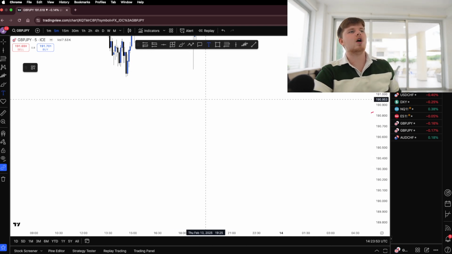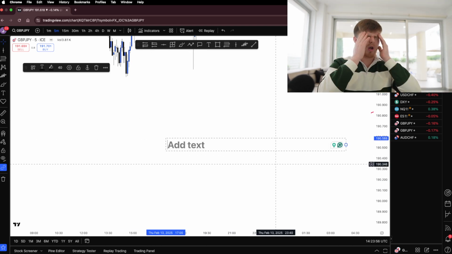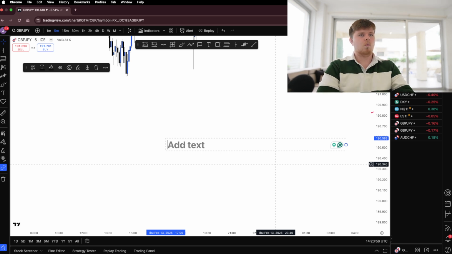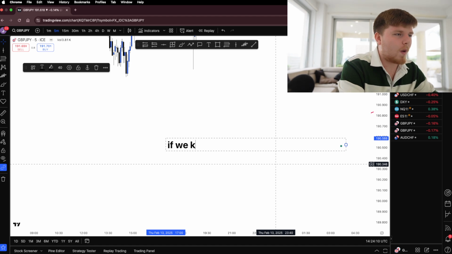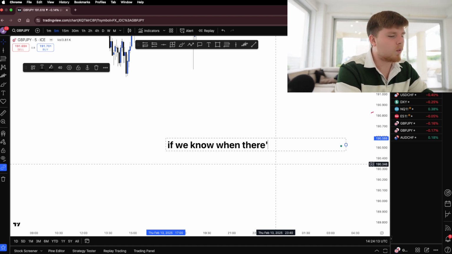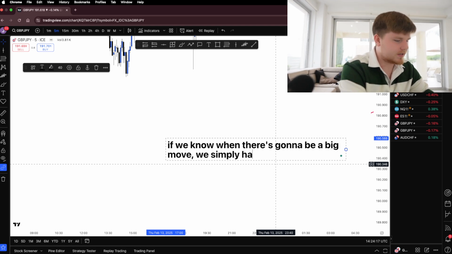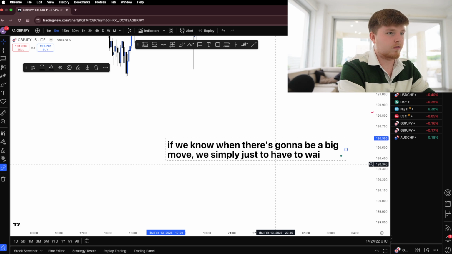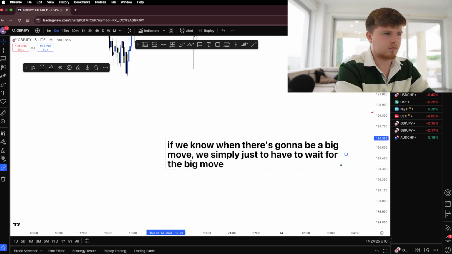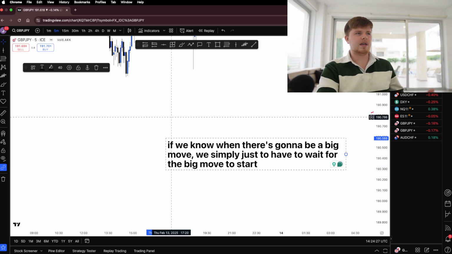Therefore, we can know exactly when we're going to have a big move. If we know exactly when we're going to have a big move, what's the logic? What is the most logical thing to do if we know exactly when a big move is going to happen? We wait. We wait to try and catch the big move. If we know when there's going to be a big move, we simply just have to wait for the big move to start, okay? And then we can catch a big move.